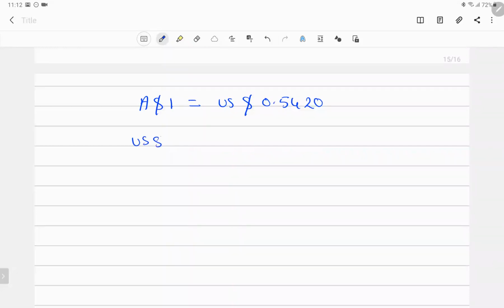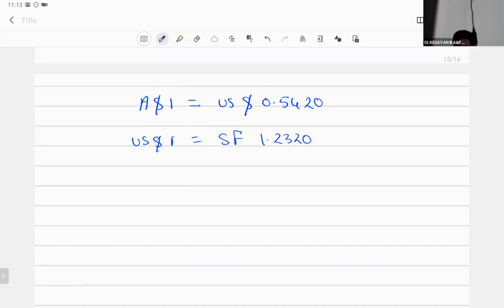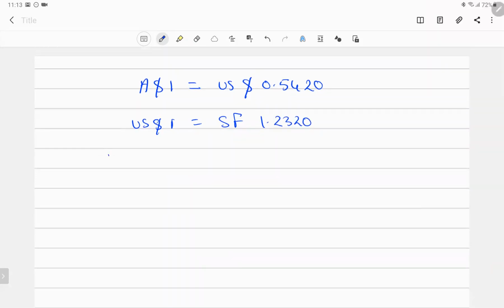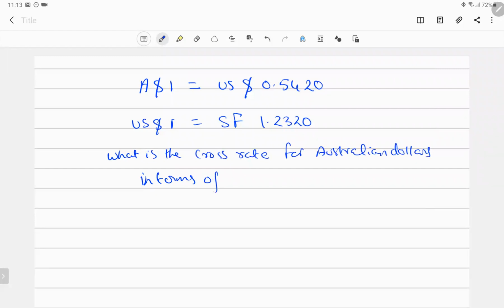Next they have given US $1 equal to Swiss franc, SF being Swiss franc, 1.2320. So this is a small example. Suppose they're asking what is the cross rate for Australian dollars in terms of Swiss franc.